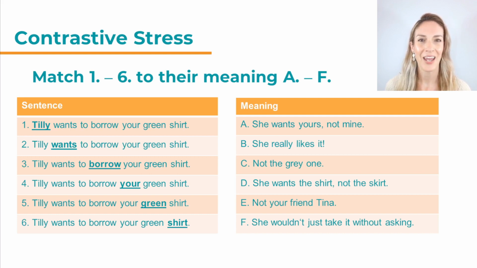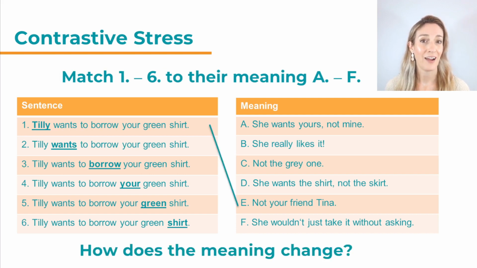Let's start. Number 1. Tilly wants to borrow your green shirt. Tilly wants to borrow your green shirt. Which answer is it? A, B, C, D, E, or F? Put your answer in the chat. And the right answer is E. Tilly wants to borrow your green shirt, not your friend Tina.